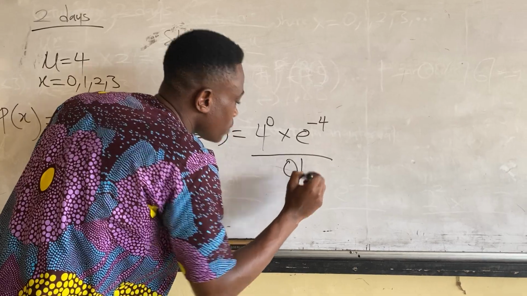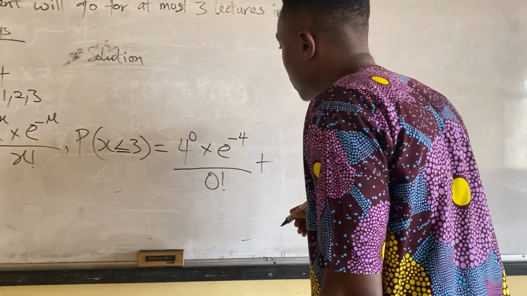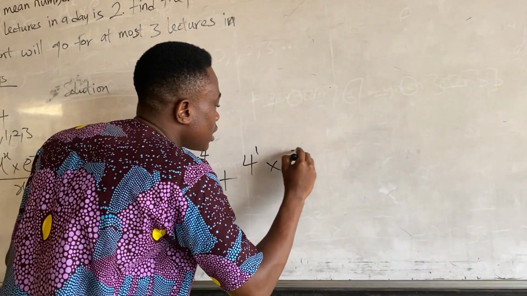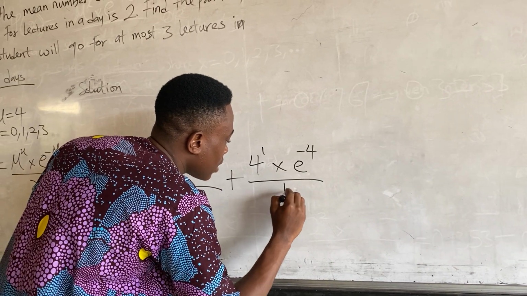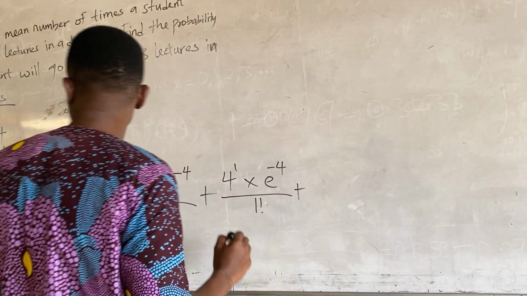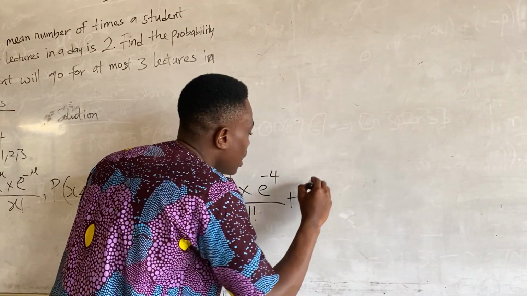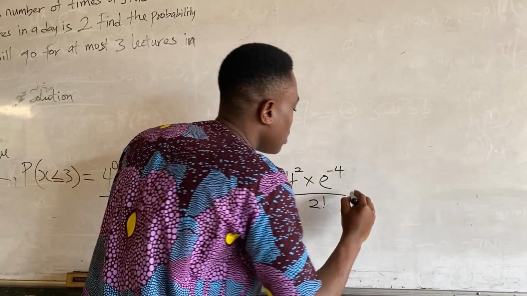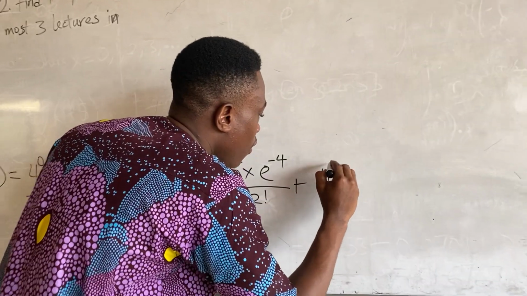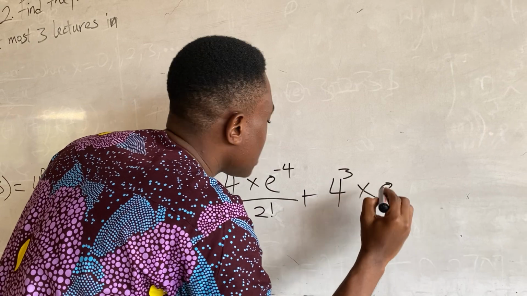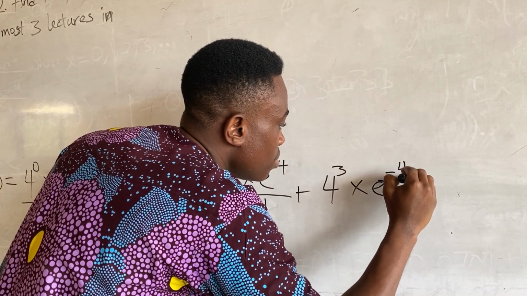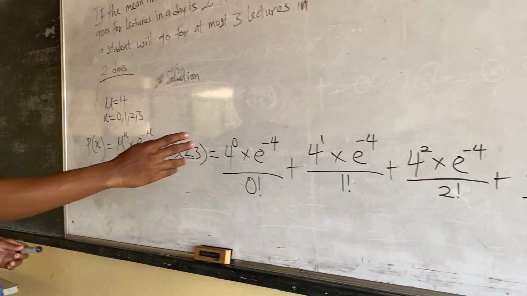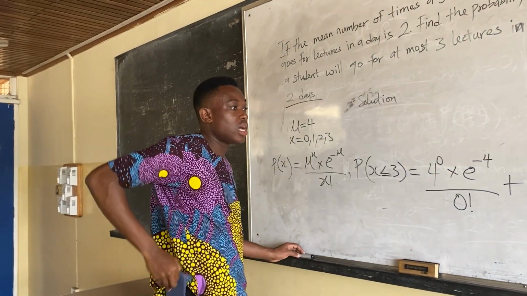all over our x factorial. X in this case is 0, plus our mu once again, which is 4, x value 1, multiplied by our constant e exponent minus mu, all over our x value 1 factorial, plus our mu once again 4, x value 2, multiplied by our e exponent minus 4, all over x value 2 factorial. Then the final value of x, we have our mu once again 4, x value 3, multiplied by our constant e exponent minus mu, all over the factorial of our x value, which is 3 factorial. So add all these 4 events and then look at what we have.